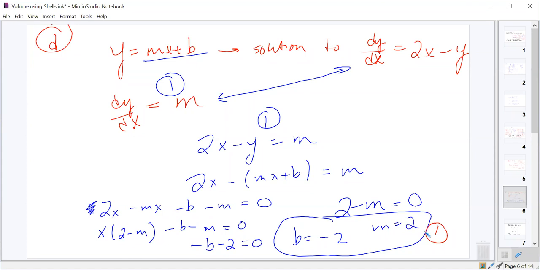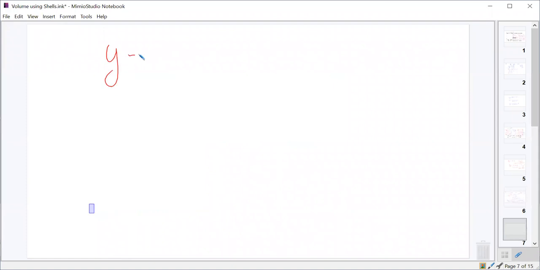Yep. And then you might think, well, that doesn't make a lot of sense, but it does. You might say the equation, why is this little rectangle still here? Oh, now it's gone. That was weird. What do we get? y equals mx plus b with 2x minus 2, right? Well, we're saying that that is the solution to dy/dx equals 2x minus y.